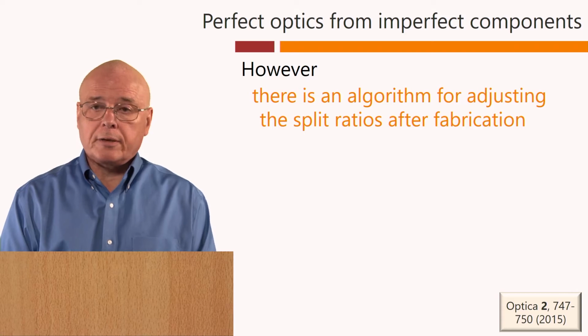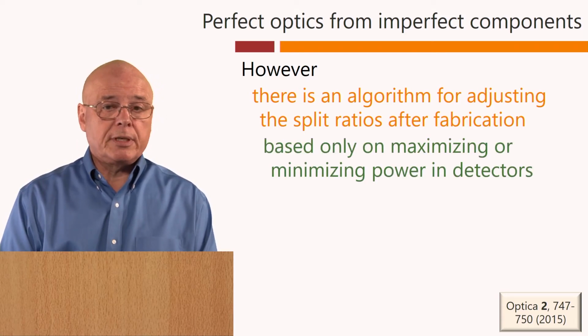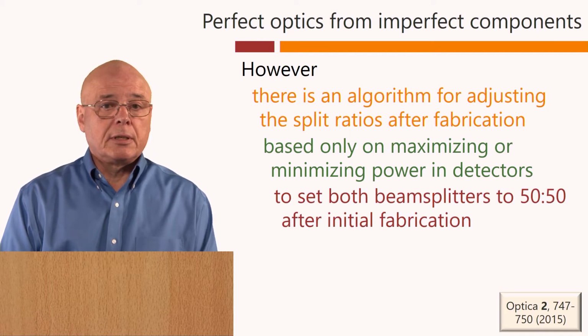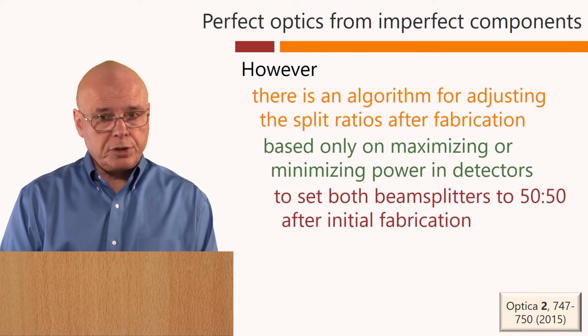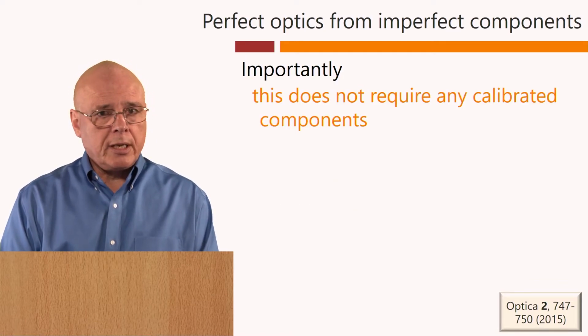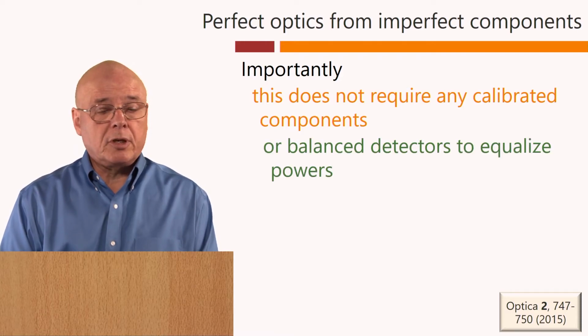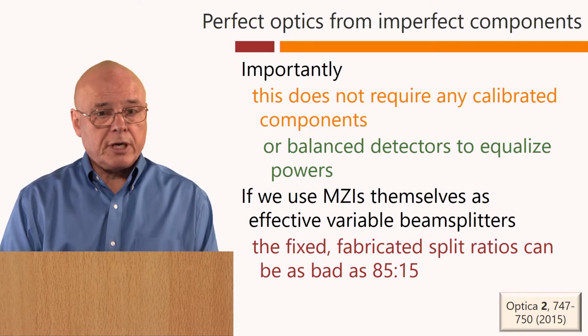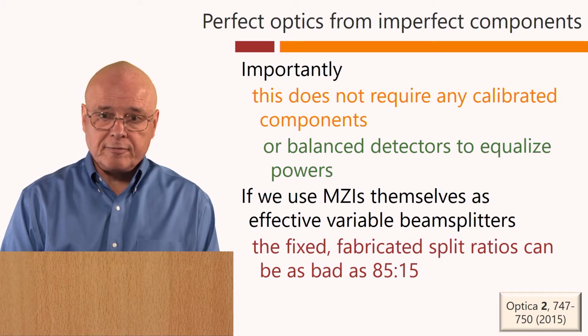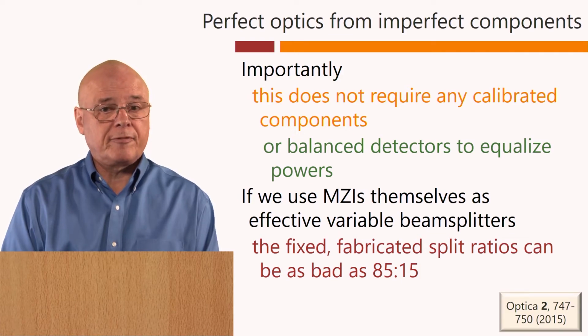However, there is an algorithm for adjusting the split ratios after fabrication, based only on maximizing or minimizing power in detectors. And that can set both beam splitters to 50-50 after initial fabrication. Importantly, this does not require any calibrated components or balanced detectors to equalize powers. If we use Mach-Zehnders themselves as effective variable beam splitters, the fixed fabricated split ratios in those beam splitters can be as bad as 85-15, and we can still perfect the overall system.